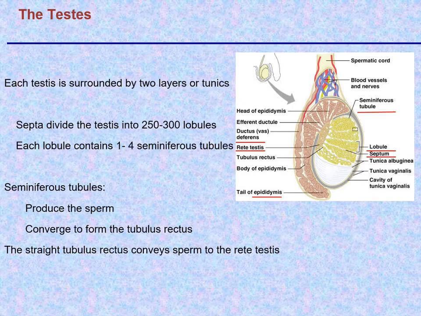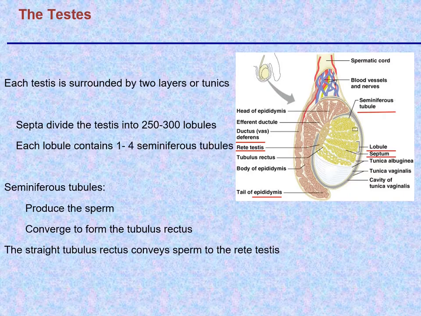Inside the testes there are septa. There are several septa. Each of these here is a septum, a single septum. So there are a number of different septa, and each septum contains 250 to 300 lobules. And inside the lobules are 1 to 4 seminiferous tubules. The seminiferous tubules are the site of production of the sperm.